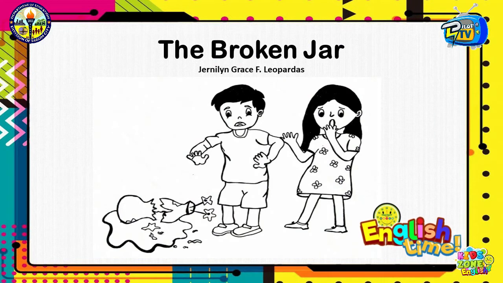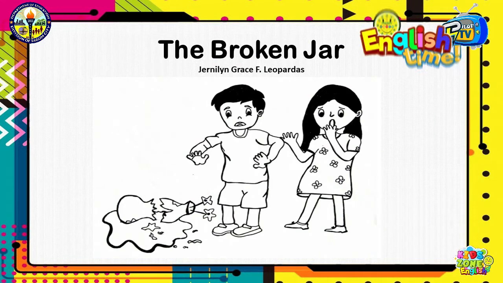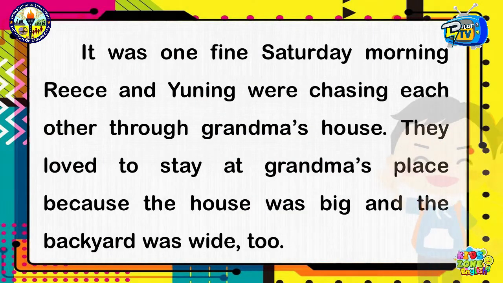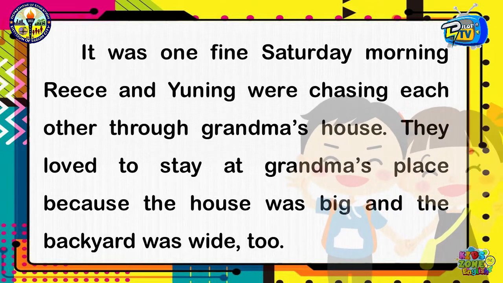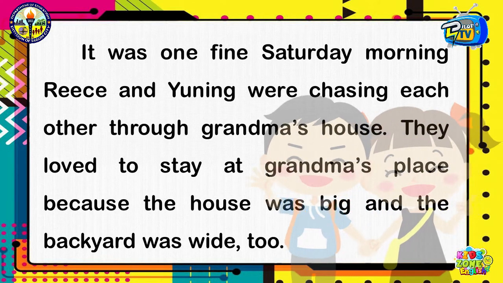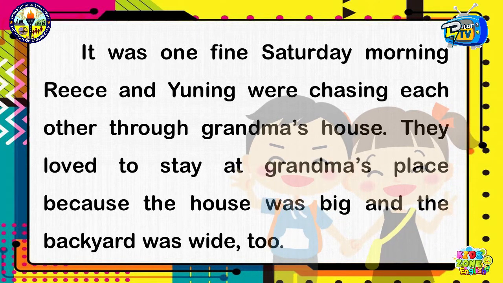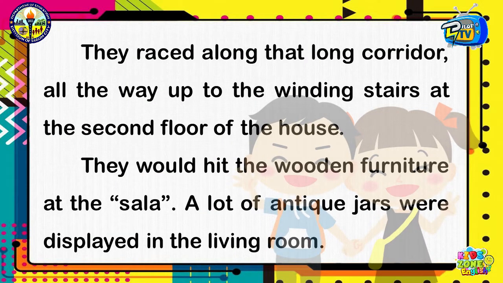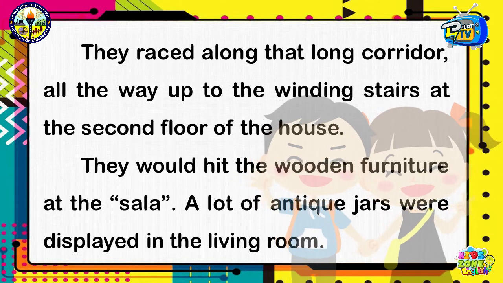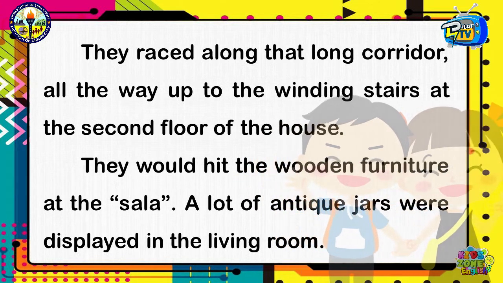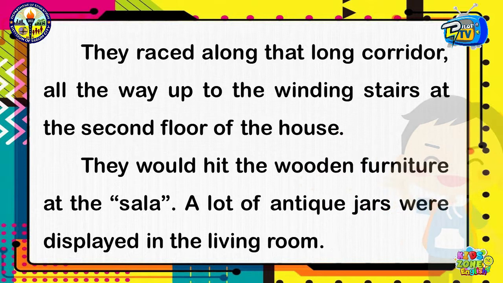The Broken Jar by Journalyn Grace F. Leopardas. It was a fine Saturday morning, Reese and Yuning were chasing each other through Grandma's house. They loved to stay at Grandma's place because the house was big and the backyard was wide too. They raced along that long corridor all the way up to the winding stairs at the second floor of the house. They would hit the wooden furniture at the sala.